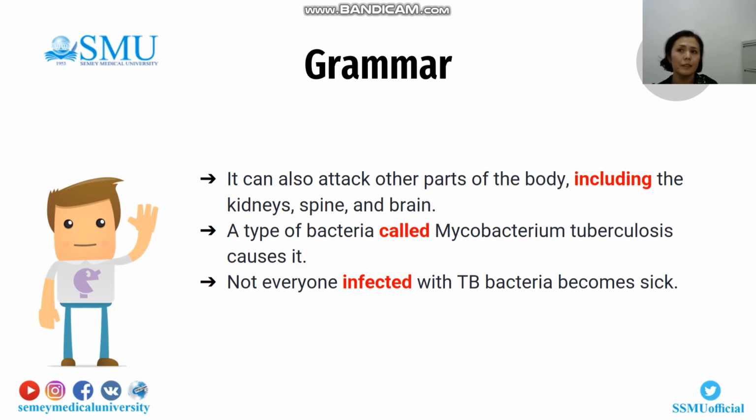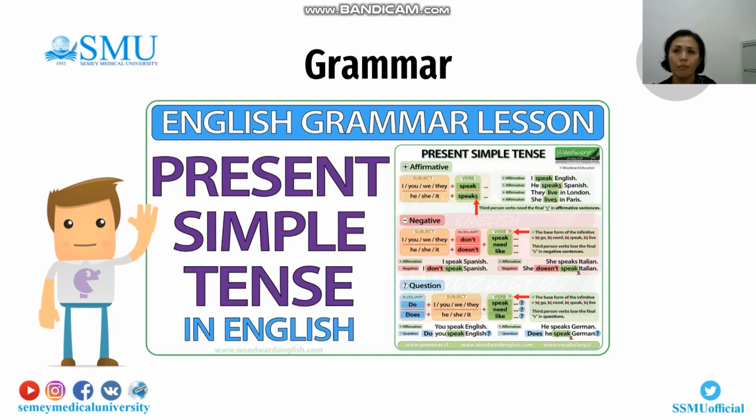Here we have three sentences. Your task is to translate them into your own language, paying attention to the participles. The next task is present simple tense. We use present simple tense when we talk about our habits, our everyday life, when we talk about facts, and when we describe what we usually do.